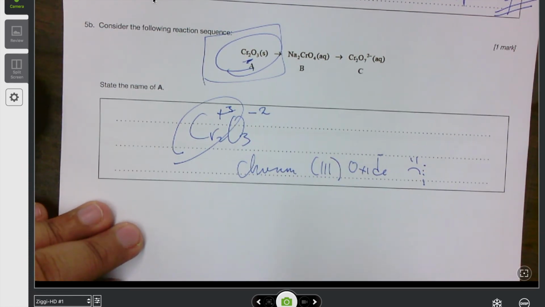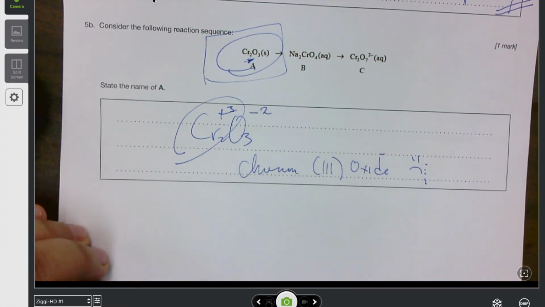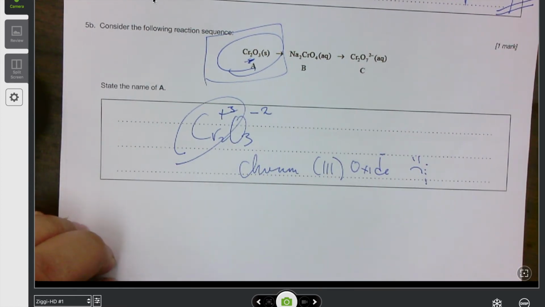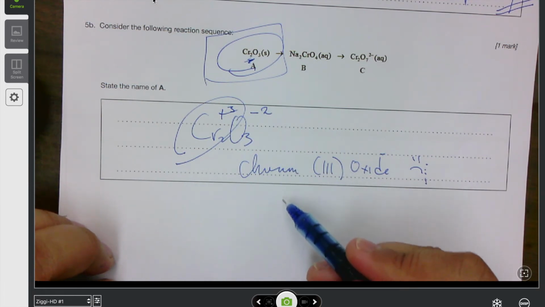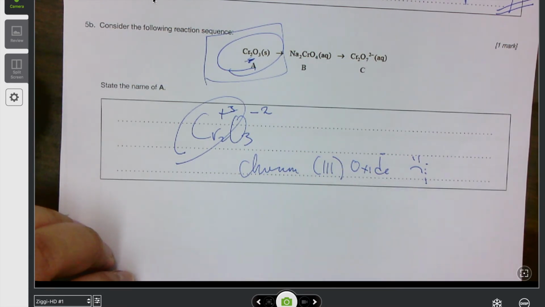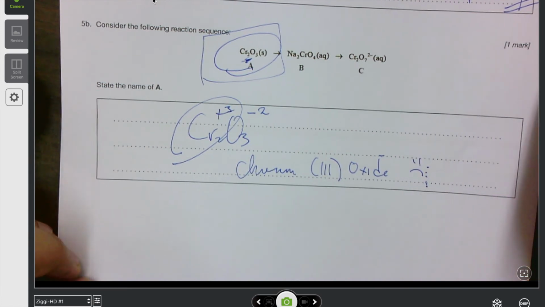Okay, remember the prefixes are only for non-metals. Some of you also put chromium oxide. You forgot the Roman numeral. Made me kind of sad.